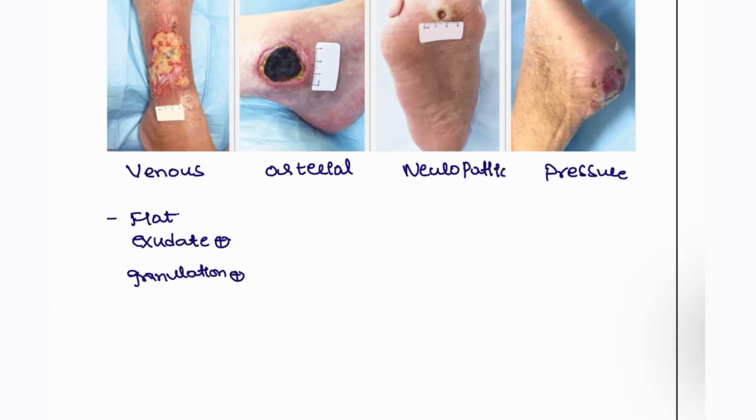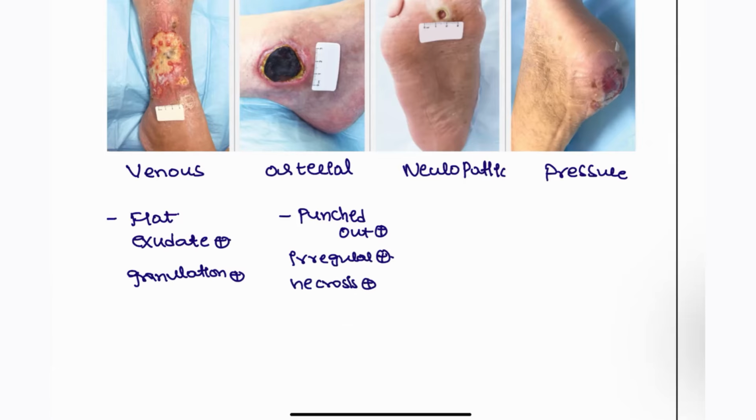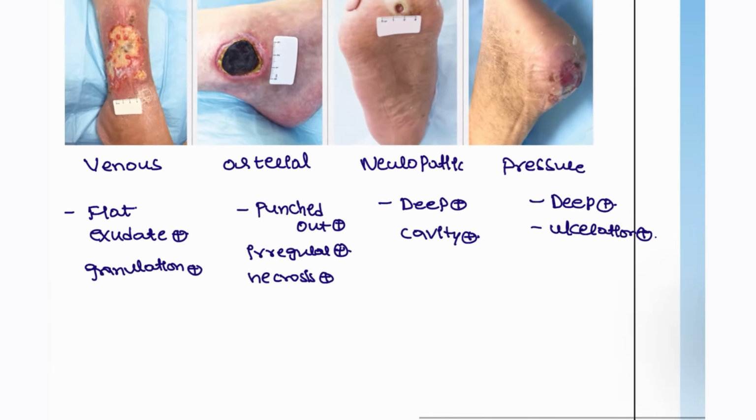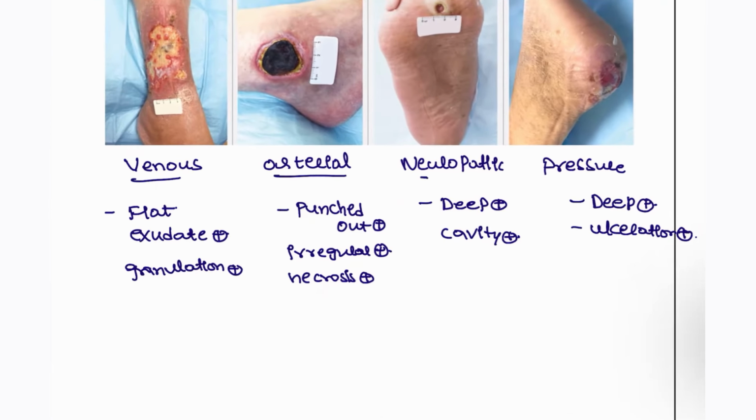Next, coming to the arterial ulcer, mostly you are going to see a punched out lesion, with an irregular shape, and presence of necrosis. Next, the neuropathic ulcer is a deep ulcer, and there will also be cavity formation. Pressure ulcers are going to be more deep, and surrounding tissue ulceration will be seen. This is how we are going to understand the difference between these types of ulcers.